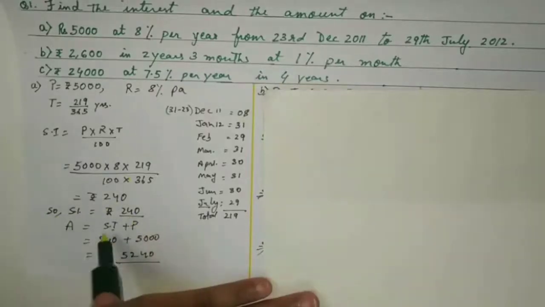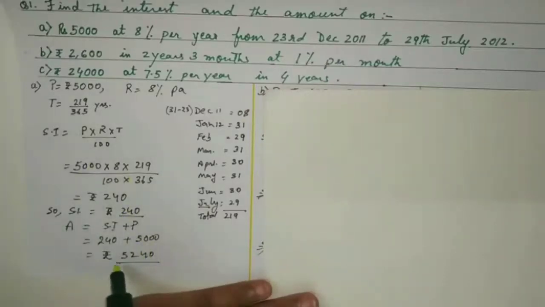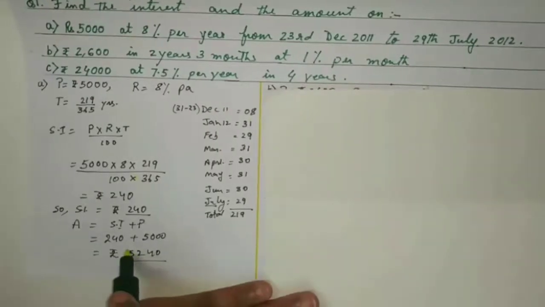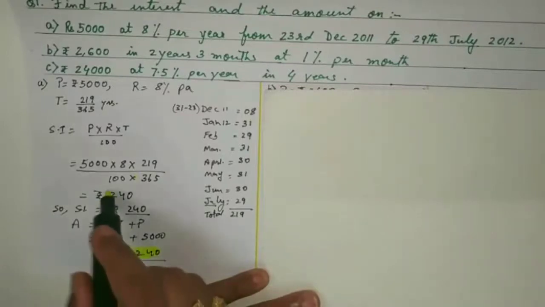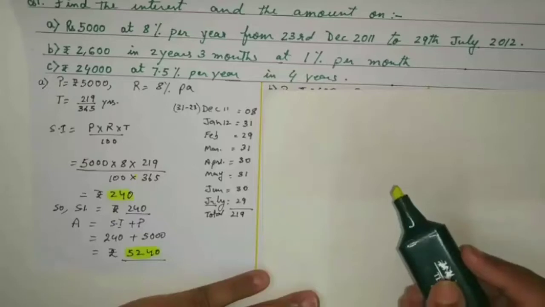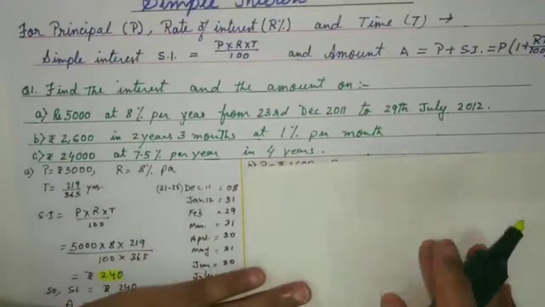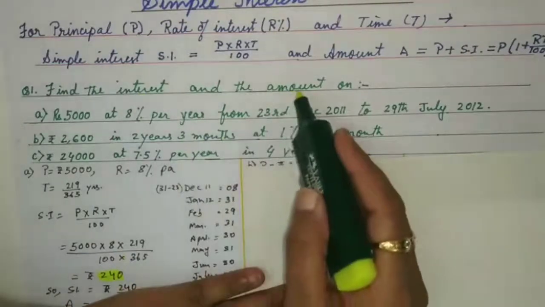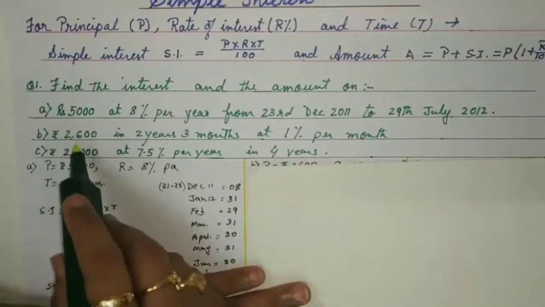Now amount is SI plus P. So 240 plus your principal, which is 5,000. The answer becomes 5240. Okay. So this is your answer. This was your simple interest. Clear? Then next question.